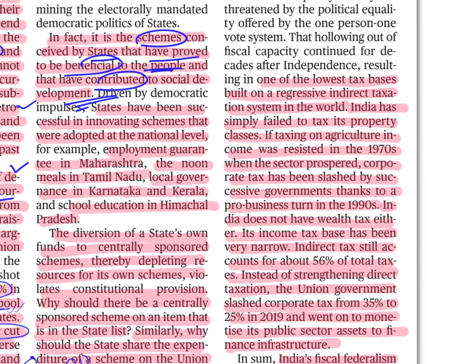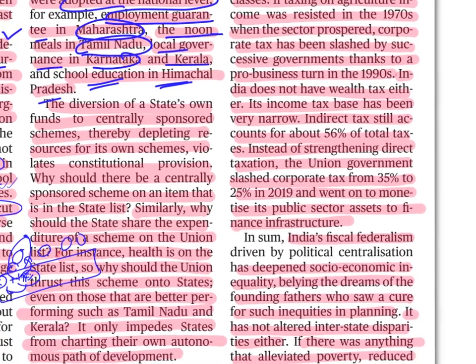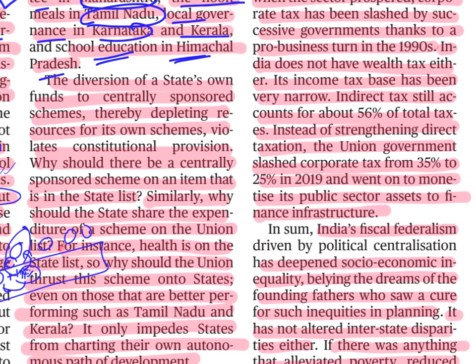He is talking about some examples. See, the Employment Guarantee Act came in Maharashtra first, and that was implemented at the national level. Similarly, the midday meal scheme came in Tamil Nadu first. That was implemented by the central government later. Local governance came in Karnataka and Kerala first, and then it was implemented later on. School education was focused on more in Himachal Pradesh first, and then later the center started focusing. So most of the time it is the states who have come out with innovative schemes, and the center simply copied them later. So states have a better pulse of the people. When they have more money, they can devise better schemes. That is what the author is saying.